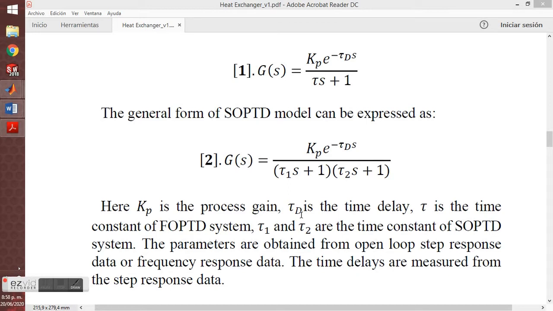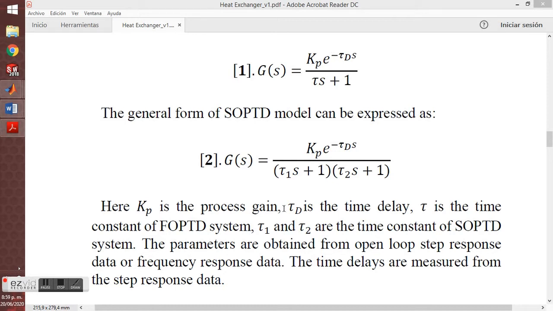Mathematical model. To design a controller, a proper mathematical model of the process has to be determined. Most of the industrial systems are nonlinear in nature and can be approximated as first order plus time delay or second order plus time delay models. The general form of a first order plus time delay model can be expressed like the first equation, and the general form of a second order plus time delay model can be expressed as this second equation.